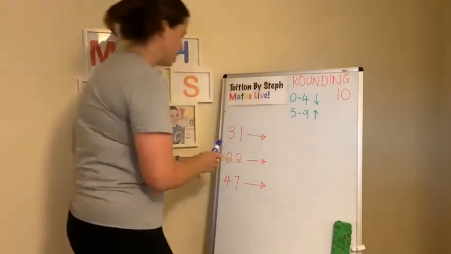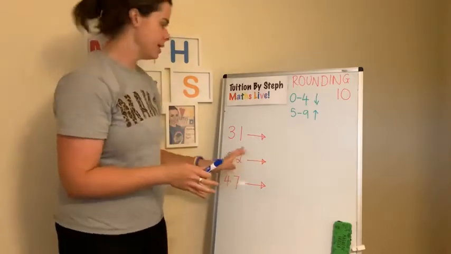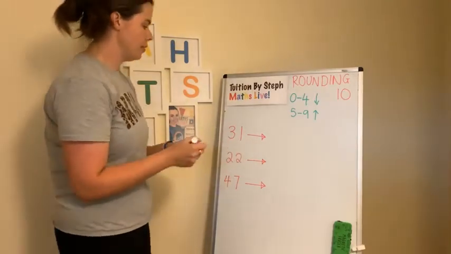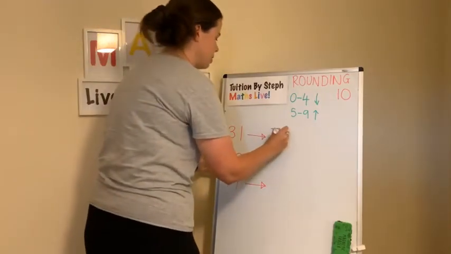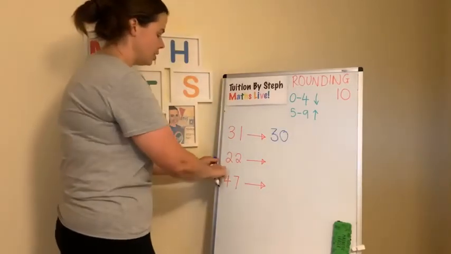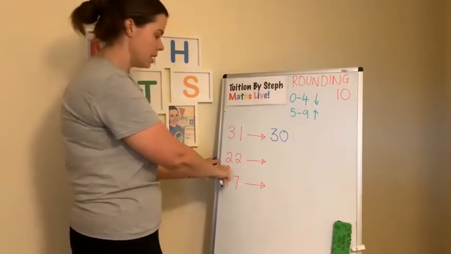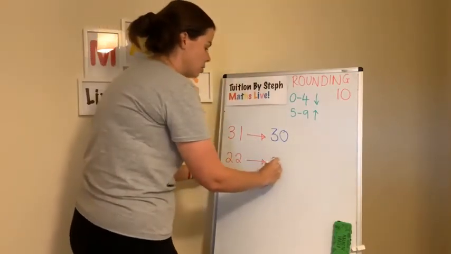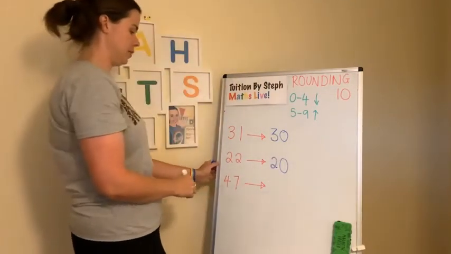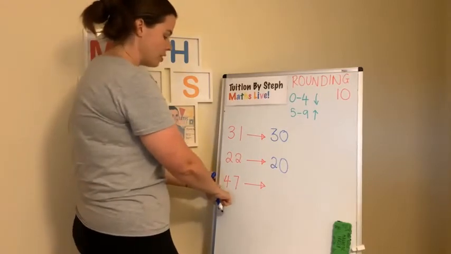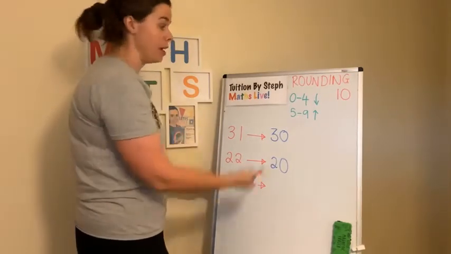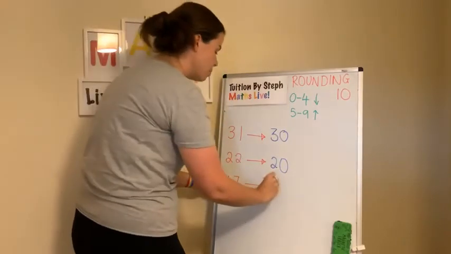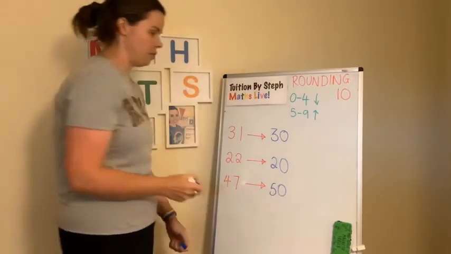So, 31 is currently in the 30s. There's a 1 to the right of it, so that means we stay in the 30s. 22 is currently in the 20s. There's a 2 next to it, so that means we round down or stick, so we stay in the 20s. 47, we're currently in the 40s, now it's a 7 next to it, so that means we need to go up and round to 50.